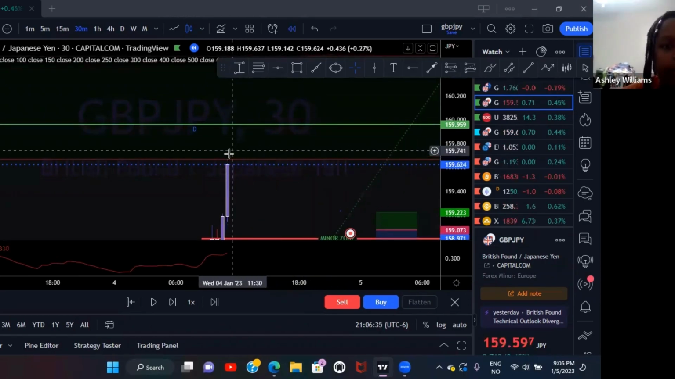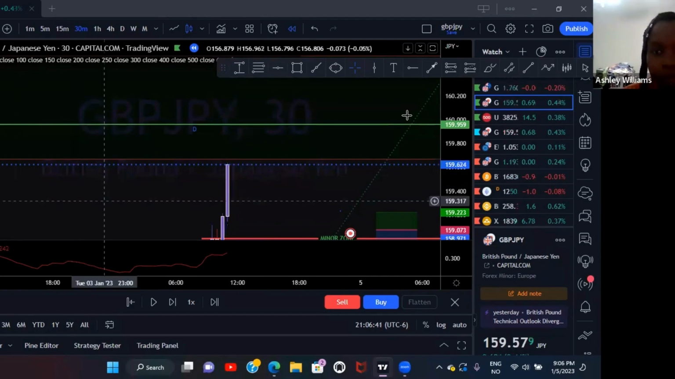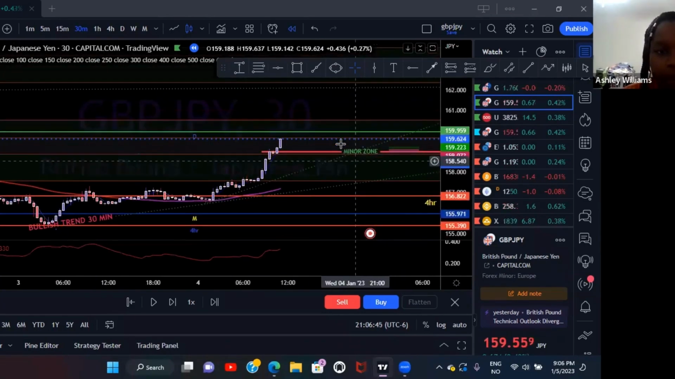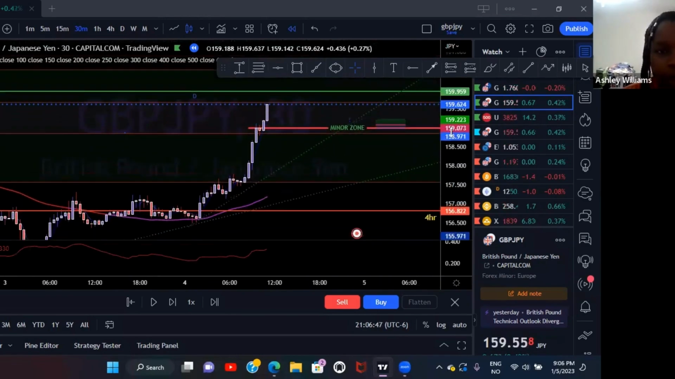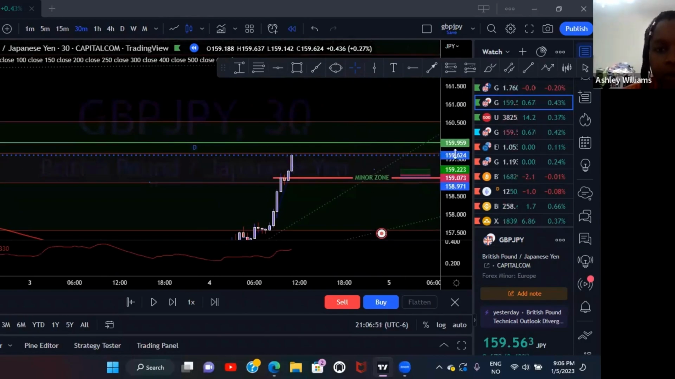I'm waiting for price to break this zone. I marked up this daily zone, so I know that this might be a lot of price. Now, also, I'm trying to see what kind of market I'm in. It looks like I'm in a buyer's market. Price is going up, so I want to look for buys. Okay, so let me zoom in.